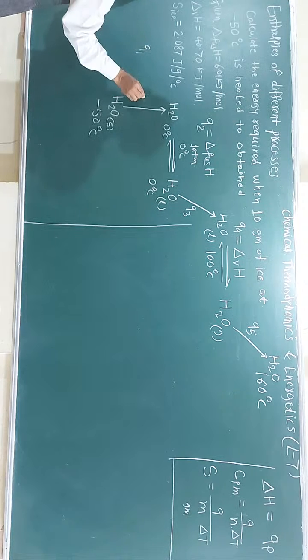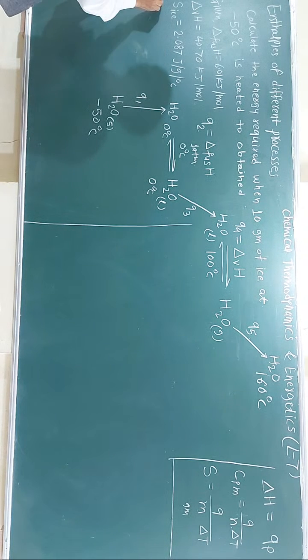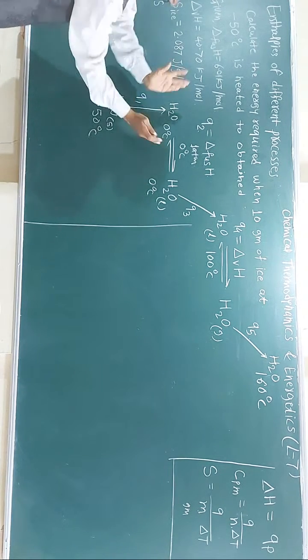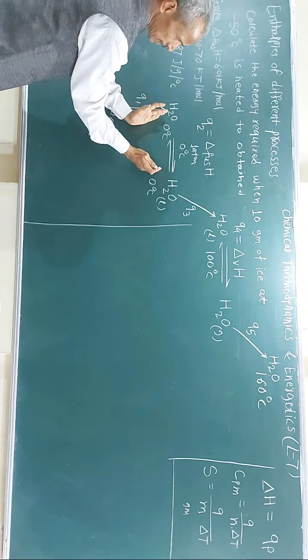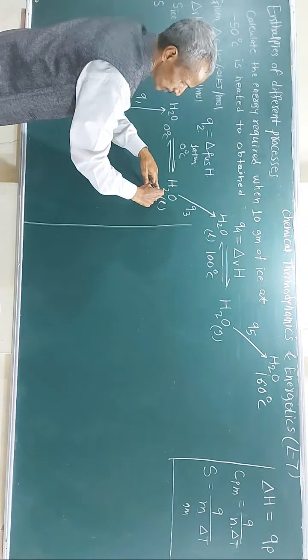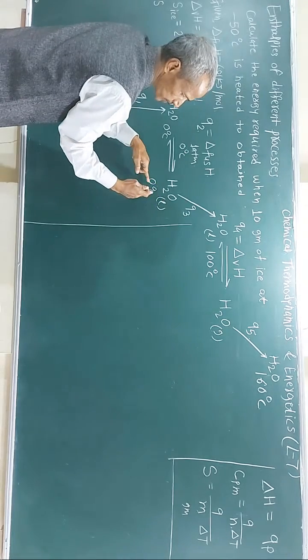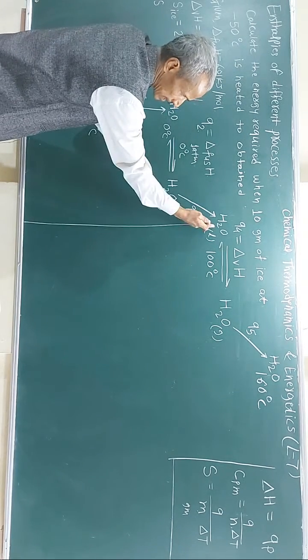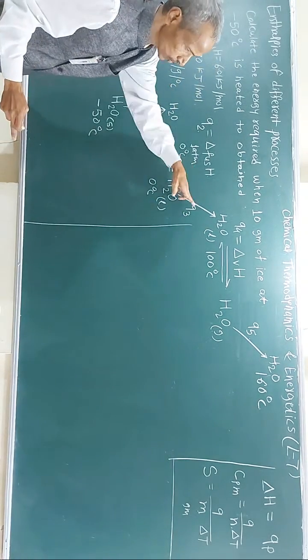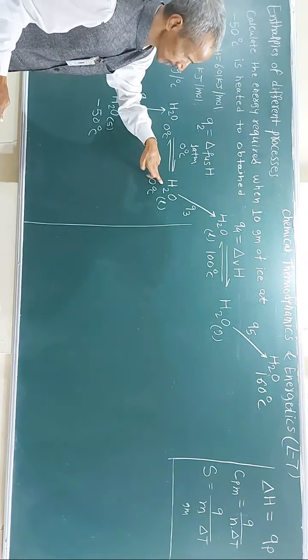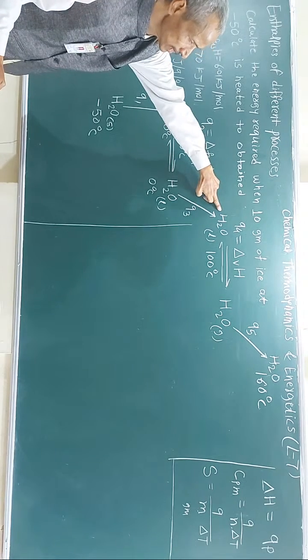Right? Then the specific heat, this is for the ice. Now here the phase change is taking place, and after that this liquid water, its temperature is going to increase from 0 degrees Celsius to 100 degrees Celsius. Right? So Q3, heat is absorbed to raise the temperature from 0 to 100 degrees Celsius.